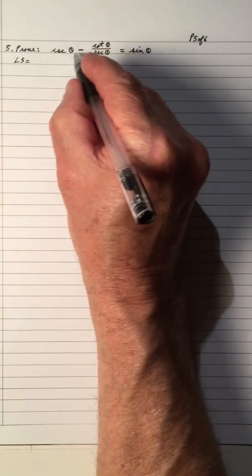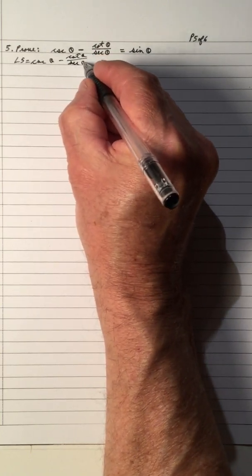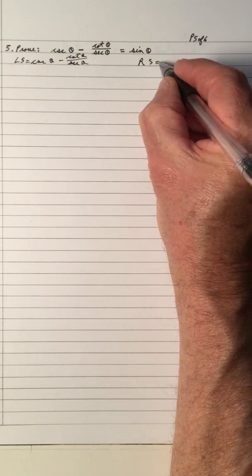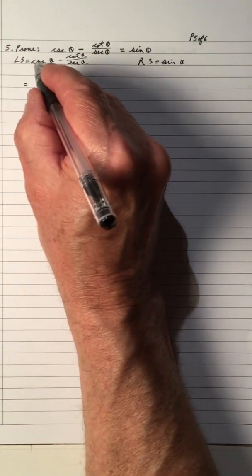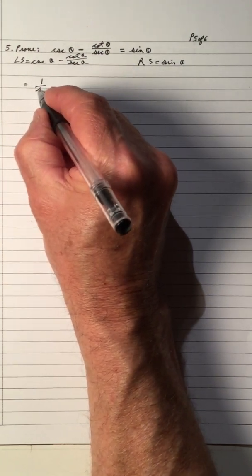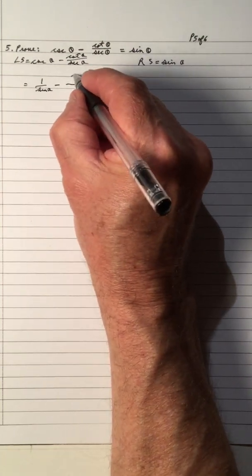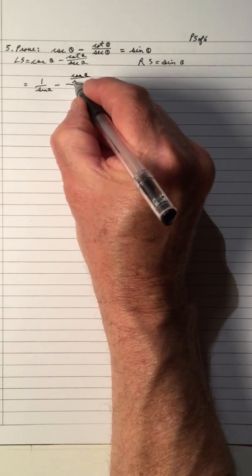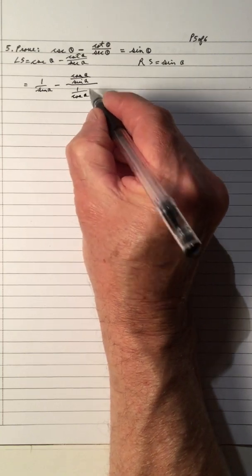Okay, here we go. Another one to do. So, again, we go with the left side, which is cosecant theta minus cot theta over secant theta, and the right side is sine. So it looks like we're going to change this one. So cosecant is 1 over sine, minus cot is cos over sine. Secant is 1 over cos.